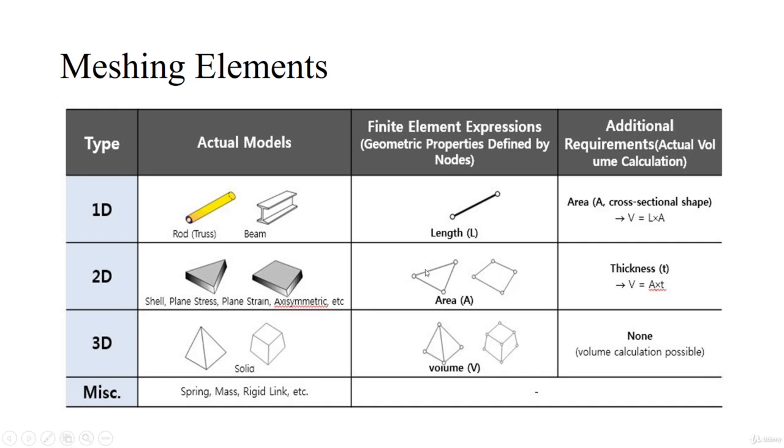Here, these points are the nodes, and the lines joining these 2 points are nothing but the elements. Coming to the 3D elements, we are going to have elements like this, and we need not give any additional input or requirement in order to solve these problems. Then there are other miscellaneous elements that can represent springs, mass, rigid links, etc.